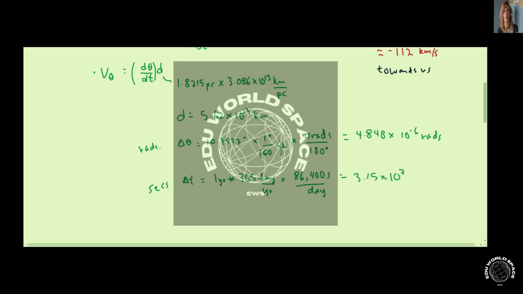Okay, so we can finally find our transverse velocity by taking our delta theta and dividing by our delta t and multiplying by the distance. That should give us kilometers per second, because radians are really unitless, they can be dropped, whereas arc seconds are an arbitrary angular unit.